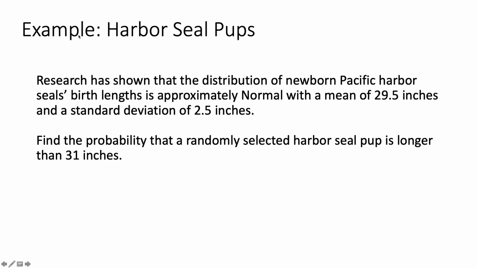Let's look at another example. This is about harbor seal pups. Research has shown that the distribution of a newborn Pacific harbor seal's birth lengths is approximately normal with a mean of 29.5 inches and a standard deviation of 2.5 inches. What's the probability that a randomly selected harbor seal pup is longer than 31 inches? Okay, so here I want the probability that it's longer than 31 inches. So I'm looking for the probability that x is greater than or equal to 31 inches.